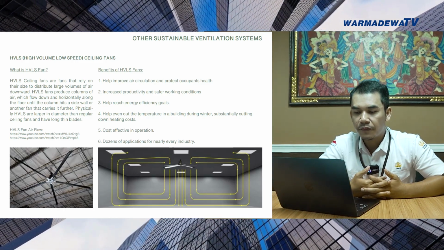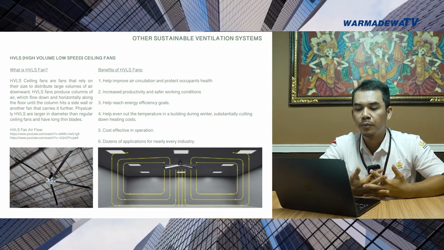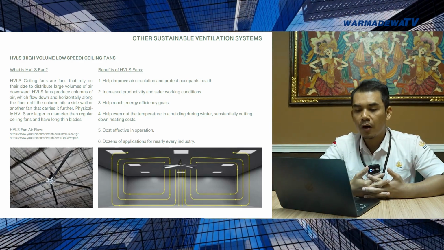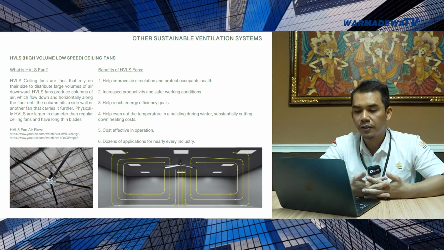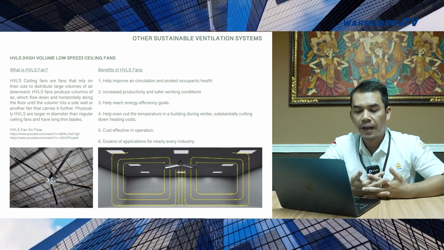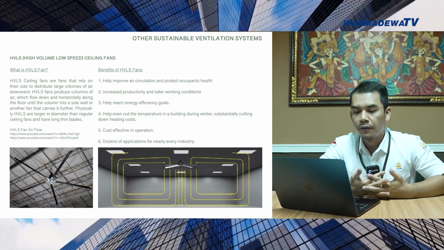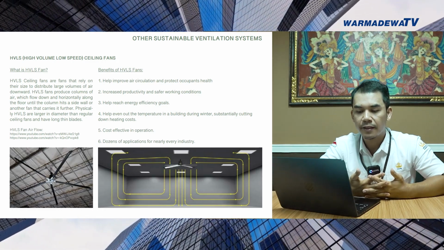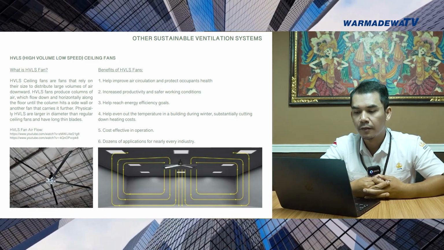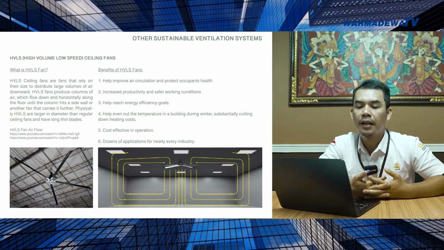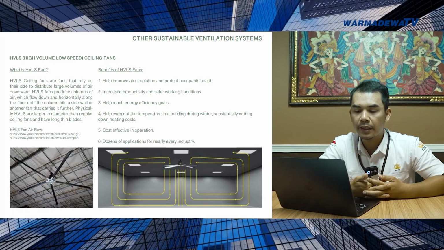HVLS ceiling fans are fans that rely on their size to distribute large volumes of air downward. HVLS fans produce columns of air which flow down and horizontally along the floor until the column hits a side wall or another fan that carries it further. Physically, HVLS fans are larger in diameter than regular ceiling fans and have long, thin blades. To get a deeper understanding of how HVLS fans work, let's take a look at this video.